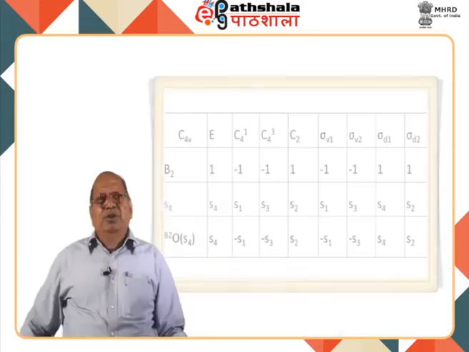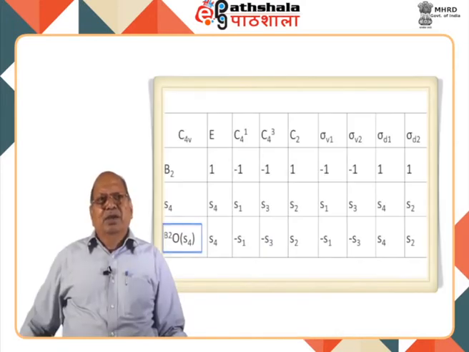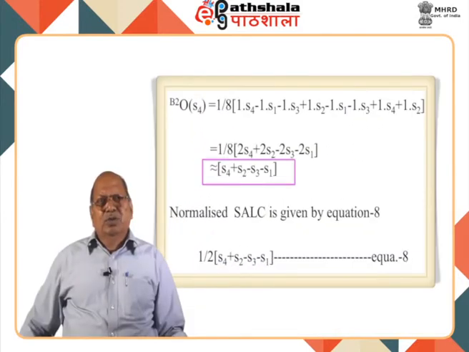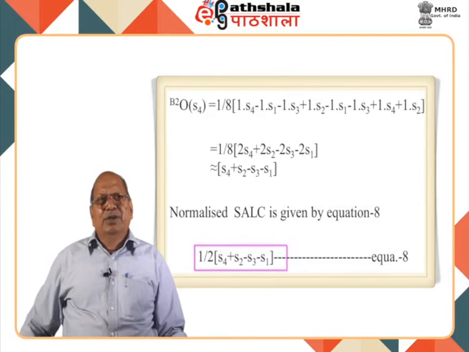Now, if we make use of B2O S4 and we again find out how S4 transforms, that is given in the row against S4, that is S4, S1, S3, S2, S1, S3, S4, S2 like this, and also in the row against B2O S4 I am having how S4 transforms, and again just by completing the full projection operator we get the result as S4 plus S2 minus S3 minus S1, or the normalized SALC is given by equation S4 plus S2 minus S3 minus S1.